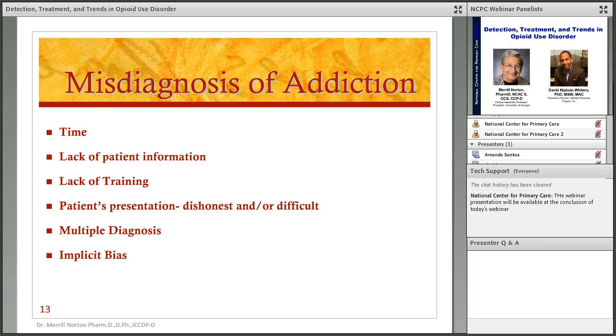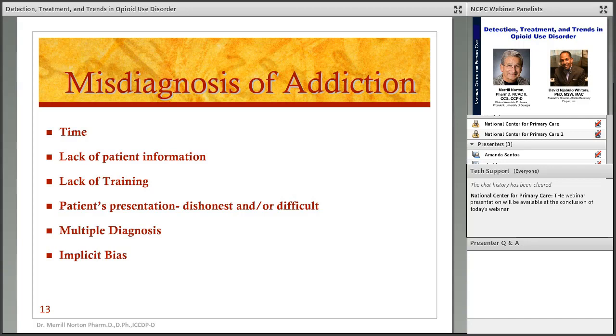One of the issues with misdiagnosis is the amount of time it takes to detect an addiction issue. It takes time, it takes experience. Part of that is also not on the side of the practitioner as much as it is on the side of the patient. The patient will not give you all the information.